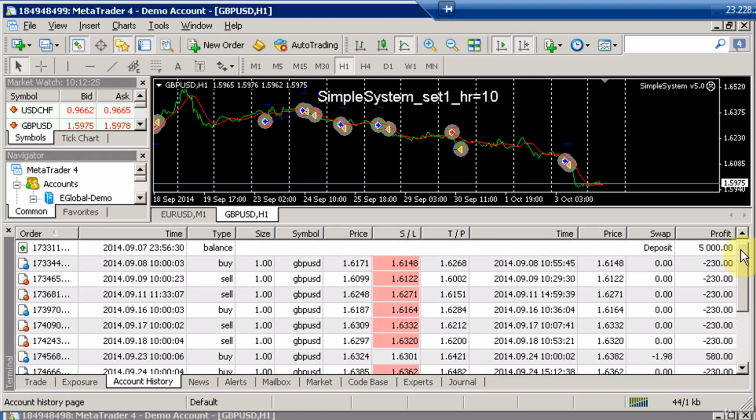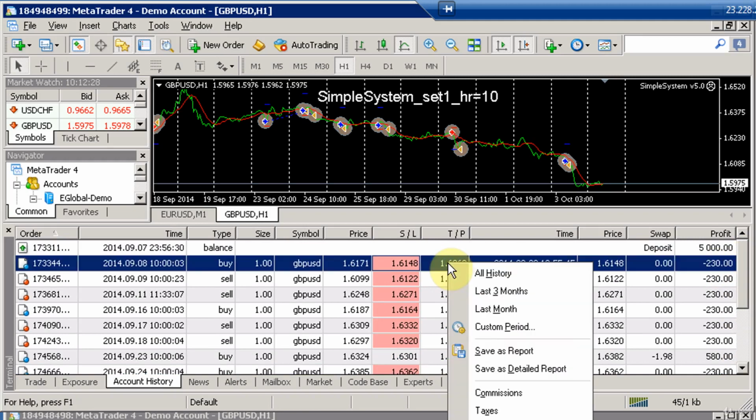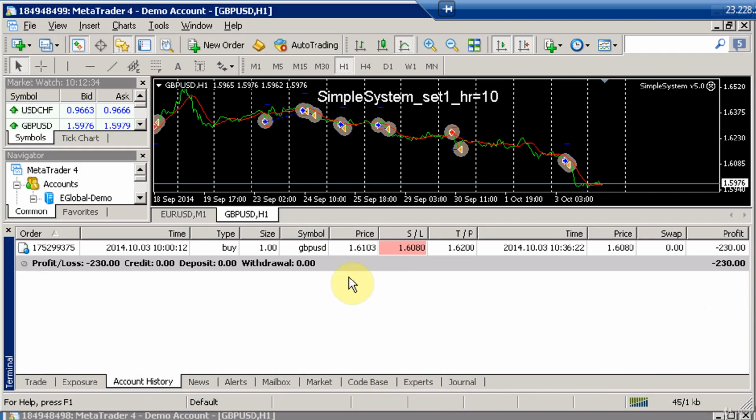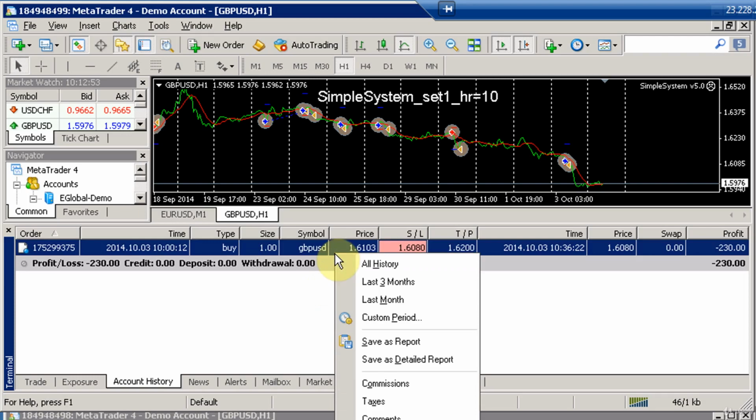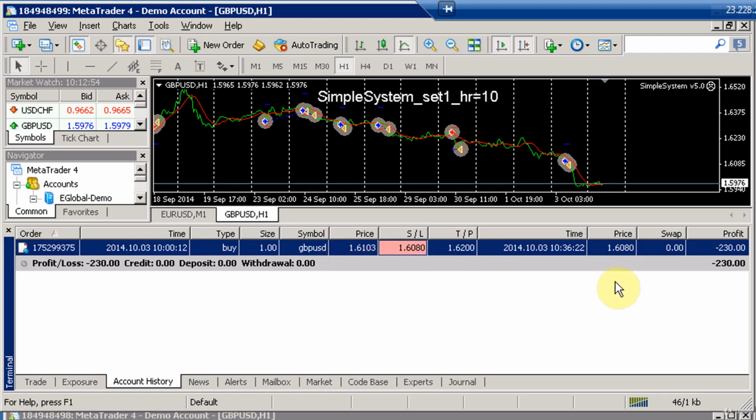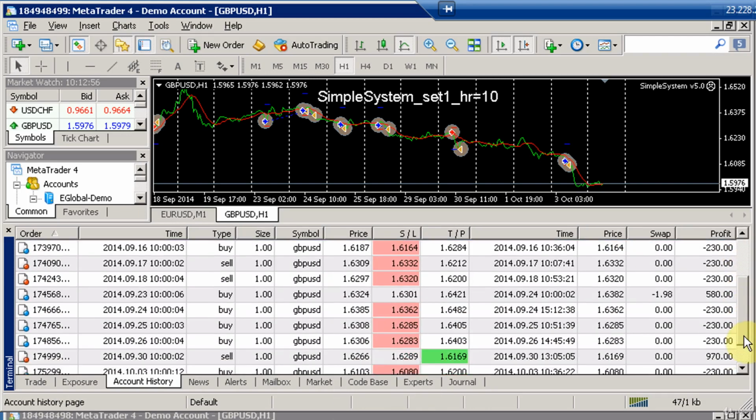Before we move on to the next set, I wanted to show you a couple of things. So if we right click here and if we click last month, then what you will see is that only the last month's trades will be displayed. And sometimes this is the default case in MetaTrader 4. This way you're only seeing any trades that were conducted in the current month that you're in. If this is the case for you right now, then all you have to do is right click and click all history to see all of the trades during this demo test.